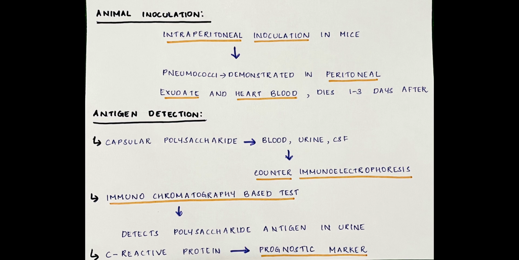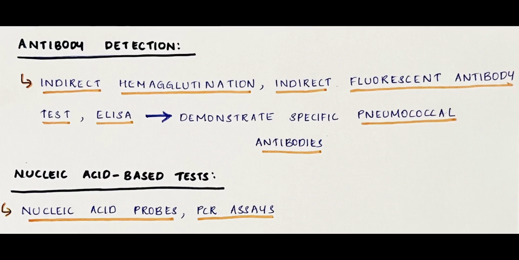C-reactive protein is used as a prognostic marker in acute pneumococcal pneumonia, acute rheumatic fever and other infectious diseases. Antibody detection. Indirect hemagglutination test, indirect fluorescent antibody test, and ELISA, enzyme-linked immunosorbent assay, are used to demonstrate specific pneumococcal antibodies in invasive pneumococcal diseases. Nucleic acid-based test. Nucleic acid probes and PCR assays are used for the identification of Streptococcus pneumoniae isolates in culture.